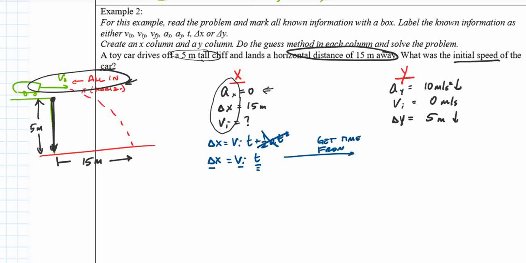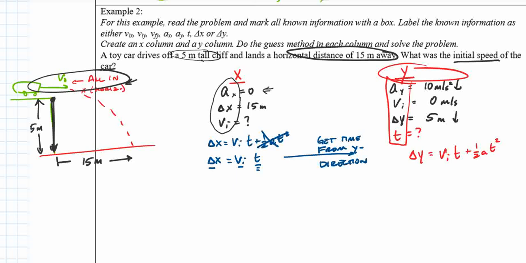I'm going to get the time from the y direction. So here in the y direction, one of my unknowns becomes time. So looking at these four variables, the equation I'm going to use in the y direction is delta y equals v initial times time plus 1/2 at squared. And the only things I'm going to use are things that appear in the y direction. I'm not going to use any of the x direction stuff for this problem.